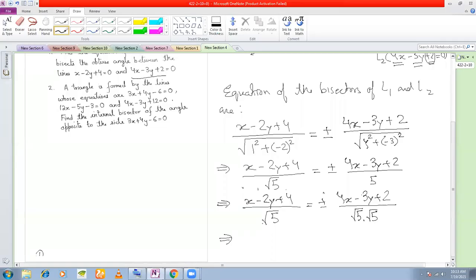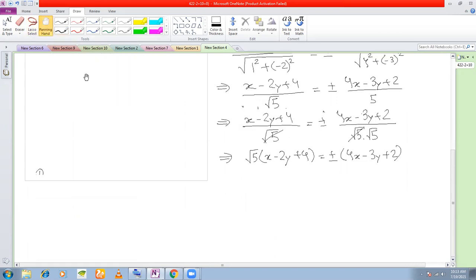One root 5 will go from here. You cross multiply, you will get 4x minus 3y root 5 times. You get root 5 times x minus 2y plus 4 is equal to plus or minus 4x minus 3y plus 2. Okay, so take the positive sign first.